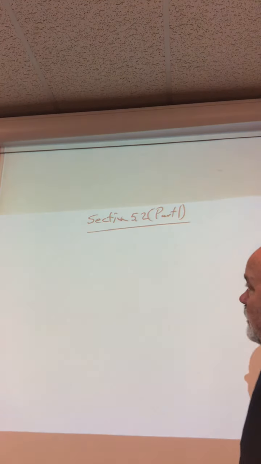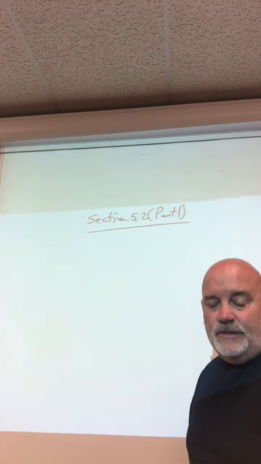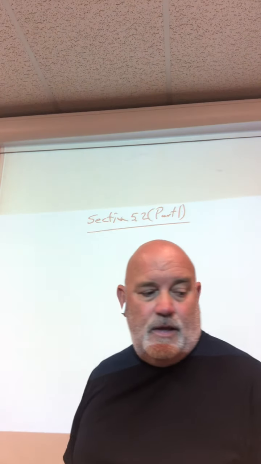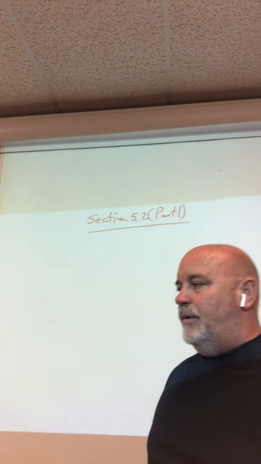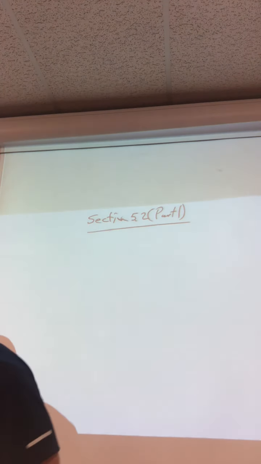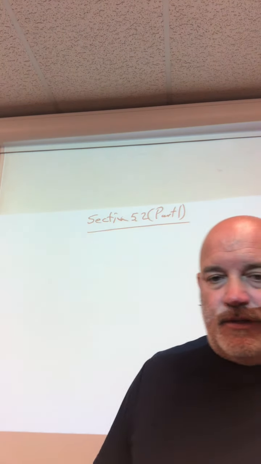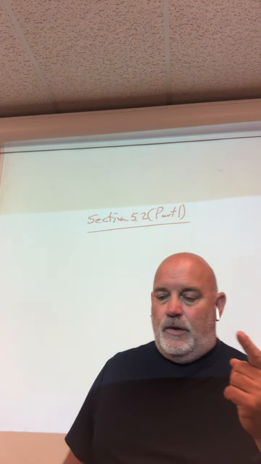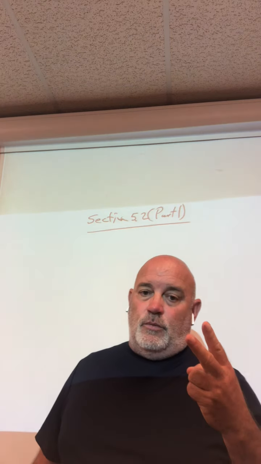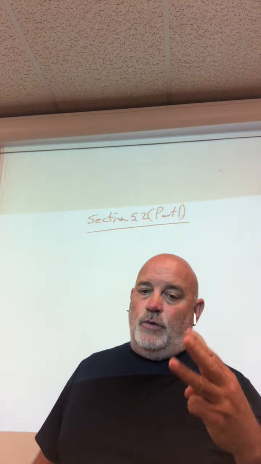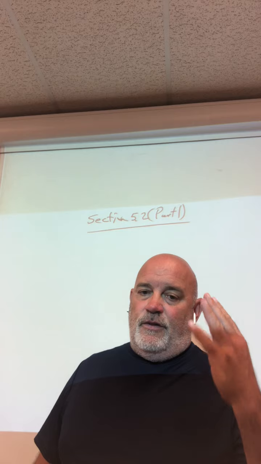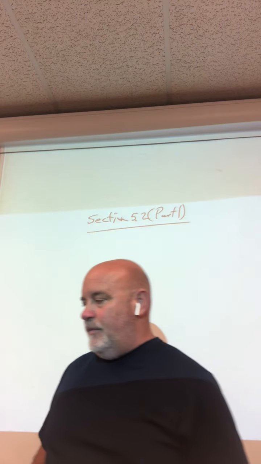Okay, I want to go to the next section now, section 5.2. And I told you that in this section we would look at our last rule that we're going to cover for exponents. In 5.1, part A and part B, we covered the zero exponent rule. We covered the product rule. We covered the quotient rule. And we covered the negative exponent rule.